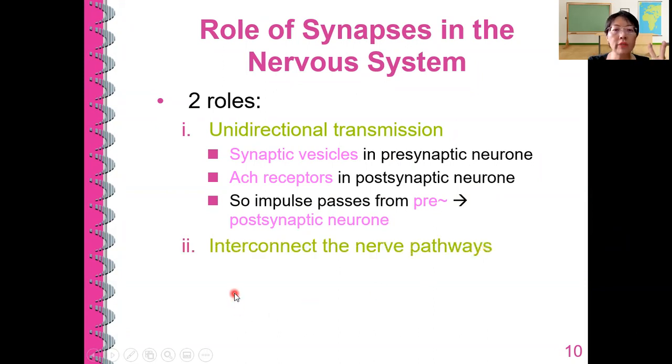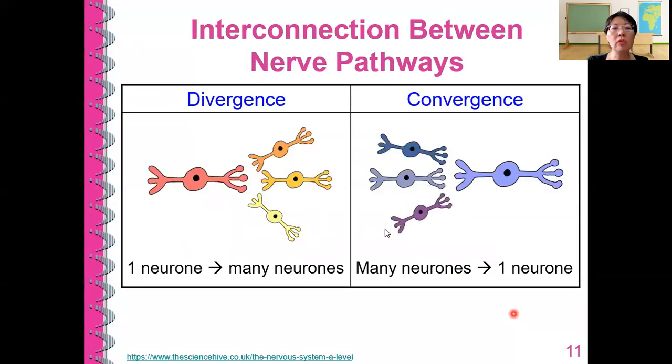Second role of synapse is for interconnection between the nerve pathways. That means to allow all sorts of possible connection between different nerves in the body to increase the possible range of responses to a stimulus or responses to many stimuli. You need to draw this into your notes. These are two examples of possible interconnection between nerve pathways. Divergence means from one neuron, it can connect to many neurons. Convergence means come together. So from many neurons, it can send message to one neuron.